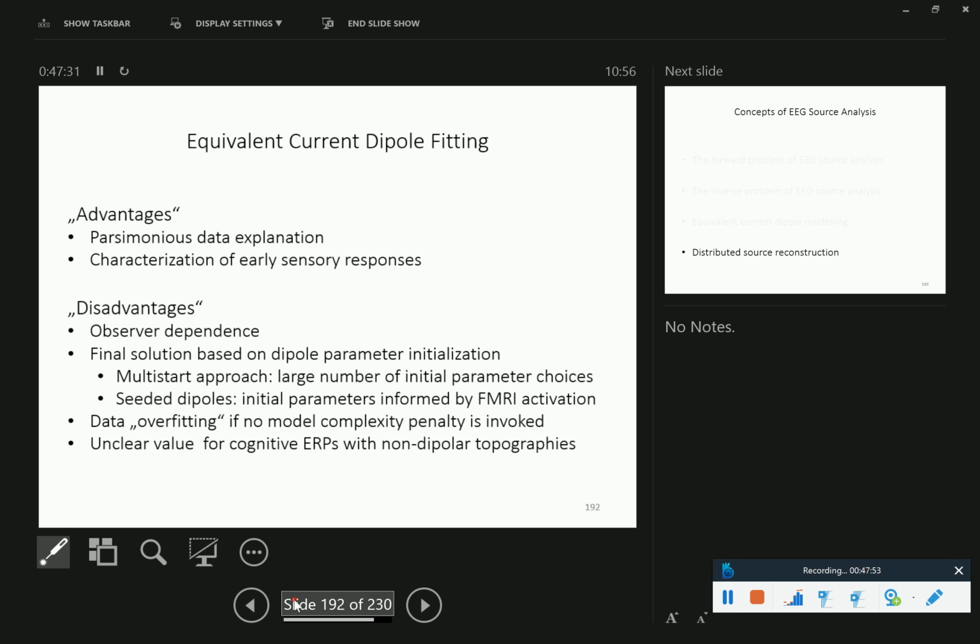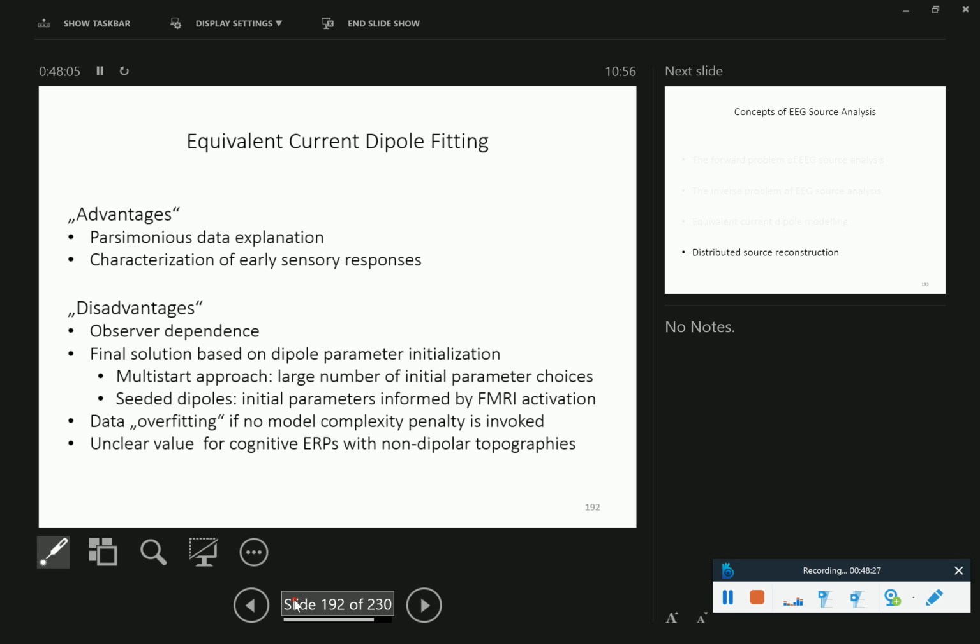So that's from the level of parsimony. It's nice, and it's very good for characterizing early sensory responses. Early sensory responses are actually nicely captured by these dipoles, because I think one of the reasons is that when you're looking at just a flash of light, the primary sensory cortex activity is so dominant with respect to all the background activity that it's really nicely captured by a few dipoles.